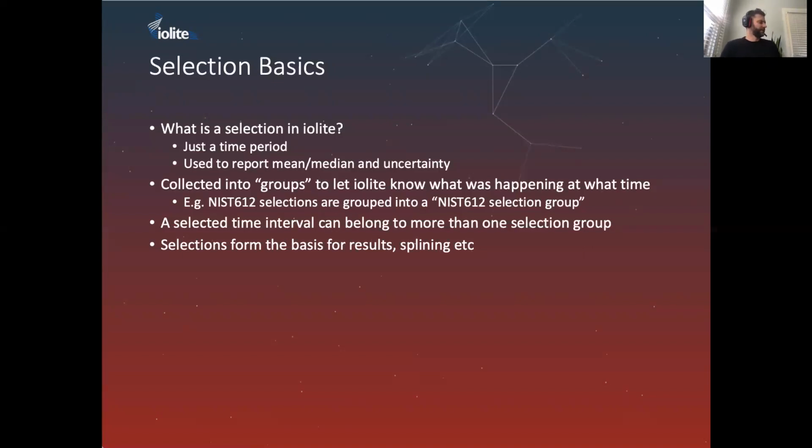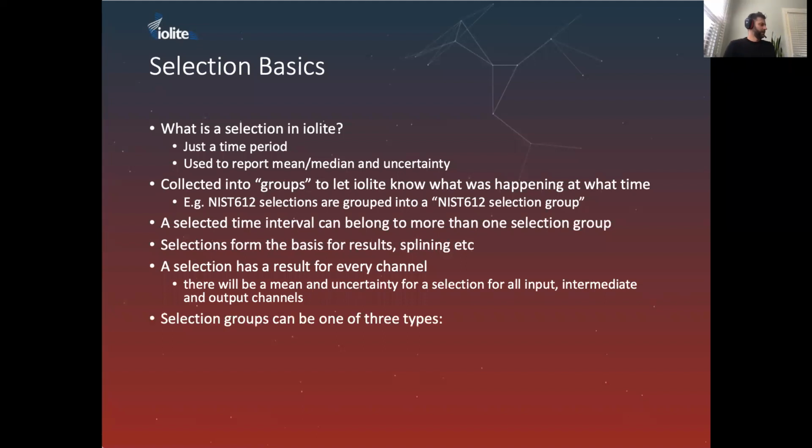And as I mentioned, selections form the basis for our results. So for each selection, you'll get a mean and an uncertainty, but they are also how we define splines in iolite as well. And even though we might define a selection looking at one channel, it actually has a value for every channel. And selection groups, just so you know, can be one of 3 types. They can either be baseline selection groups, they can be reference material selection groups, or they can be samples or unknowns, we sometimes call them as well.